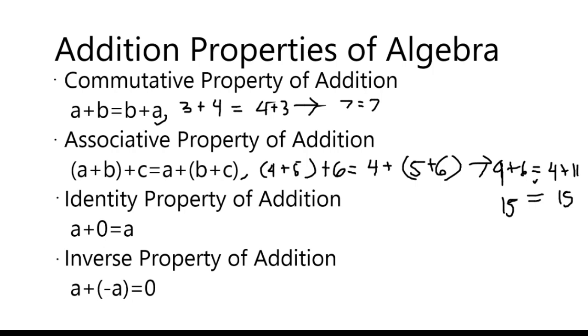So, now let's move on to identity property of addition, which literally says A plus 0 is equals to A. Any kind of value, such as 4 plus 0 is equals to 4, and 6 plus 0 is equals to 6. You can also say 100 plus 0 is equals to 100.